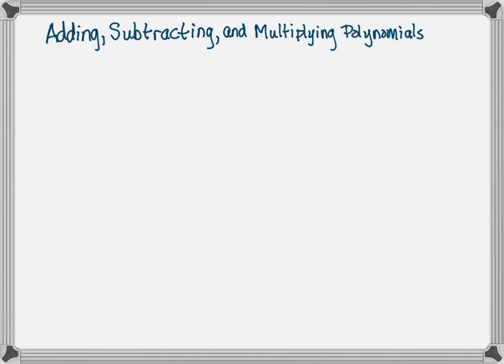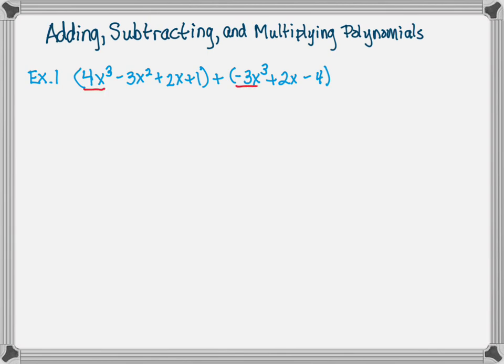We're going to do a quick review of adding, subtracting, and multiplying polynomials. So for our first example, we will look at adding two polynomials. We're going to add 4x cubed minus 3x squared plus 2x plus 1 plus negative 3x cubed plus 2x minus 4. So we're going to look for like terms.